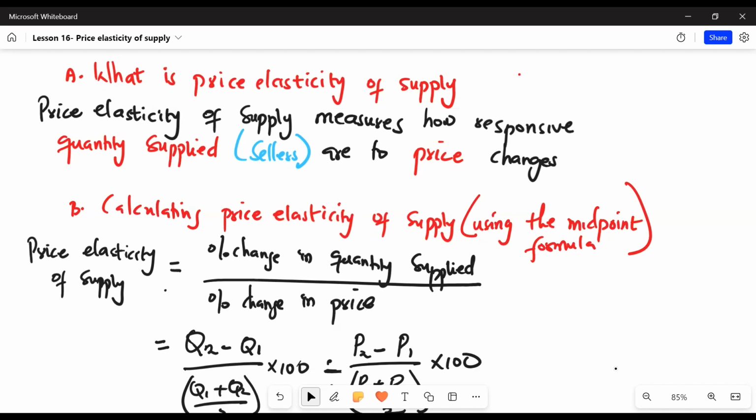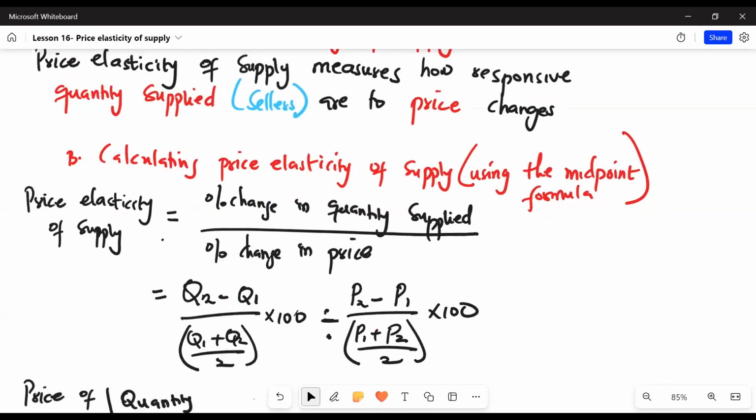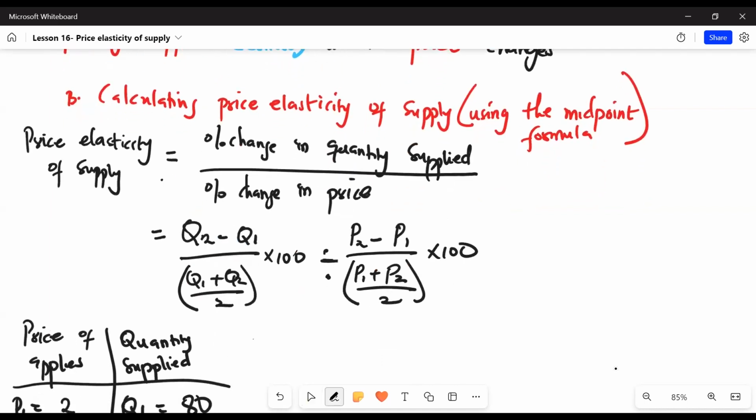Now, price elasticity of supply measures how responsive quantity supplied is to price changes, or you can say how responsive sellers are to changes in the price of the good that they sell. Specifically, it measures by what percentage the quantity supplied will increase following a 1% price change. To calculate it, the formula is percentage change in quantity supplied divided by percentage change in price. We can use the midpoint formula for this calculation.